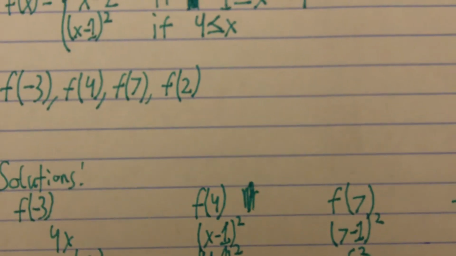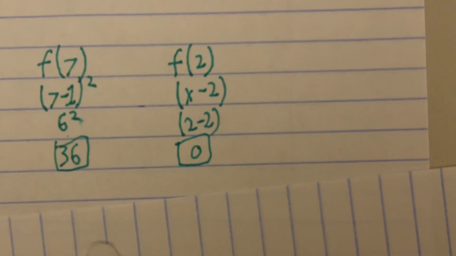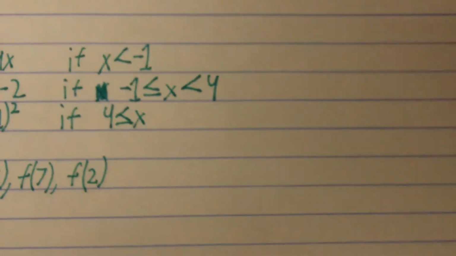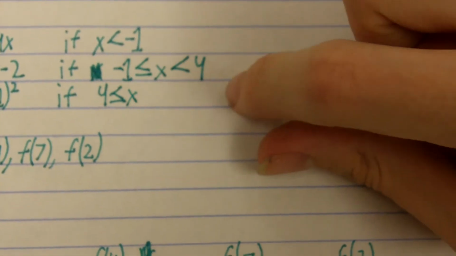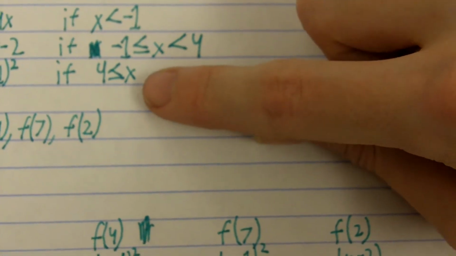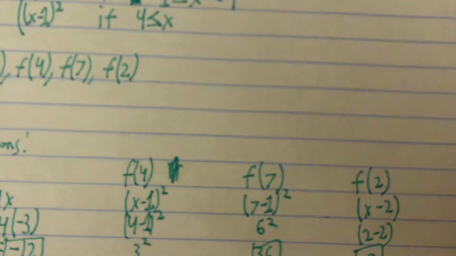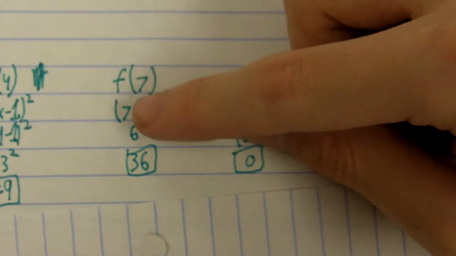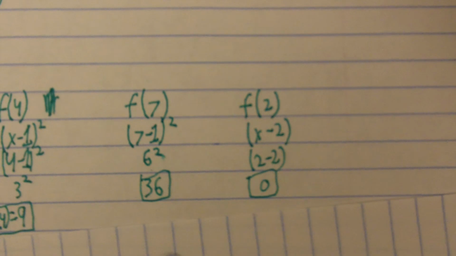Moving on to our next one, f of 7. Again, we just go through the exact same process. So we see where is 7 in the piecewise function. What function will we plug this into? Come back up. Is 7 less than -1? No. Is 7 between -1 and 4? No. Is 7 greater than 4? Yes. So f of 7 will be following the same equation as last time, (x minus 1) squared. So here we have x is 7, (7 minus 1) squared, 6 squared, which is 36.